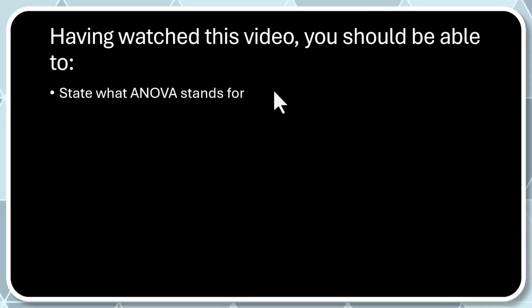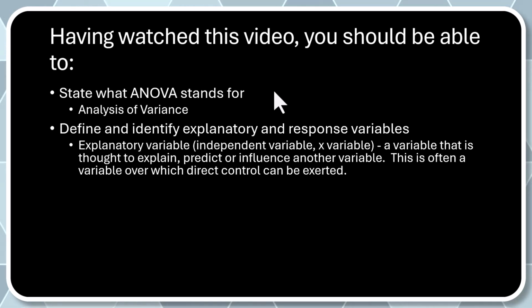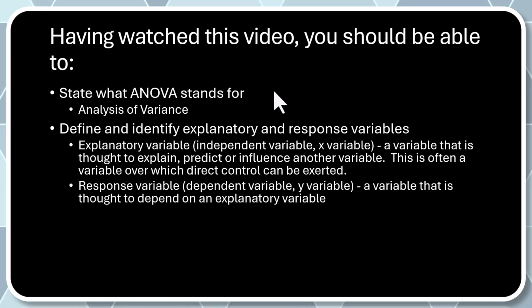So now that you've watched this video, you should be able to state what ANOVA stands for. Just in case you forgot in the last 5 minutes, it stands for Analysis of Variance. You should be able to define and identify explanatory and response variables. So remember, your explanatory variable, also known as your independent variable or sometimes your X variable, is a variable that is thought to explain, predict, or influence another variable and is often, not always, but often a variable over which direct control can be exerted. The response variable, also known as the dependent variable or the Y variable, is a variable that is thought to depend on the explanatory variable.